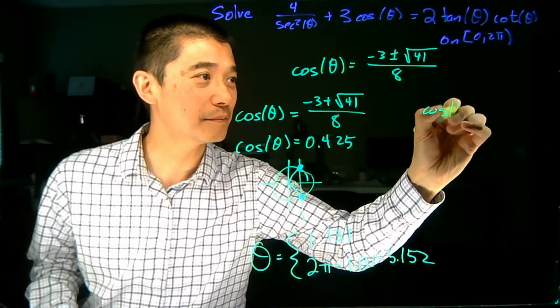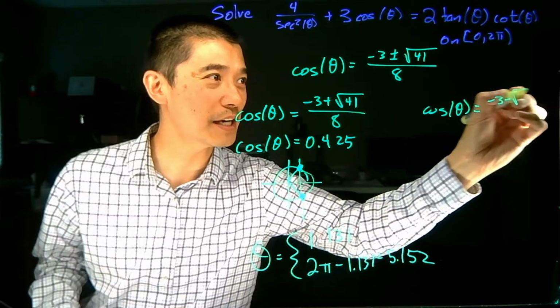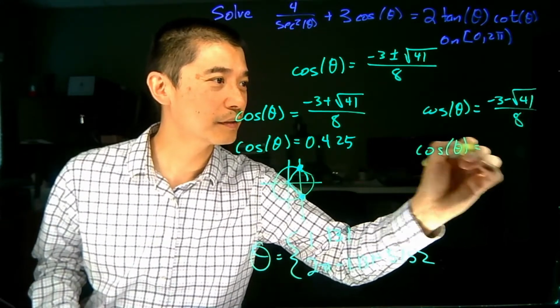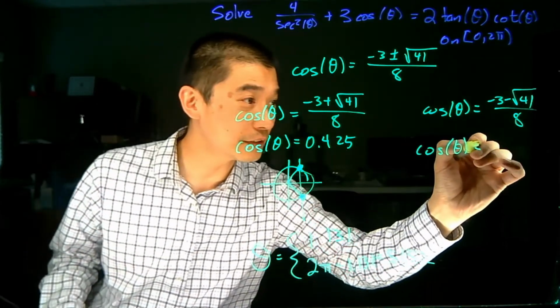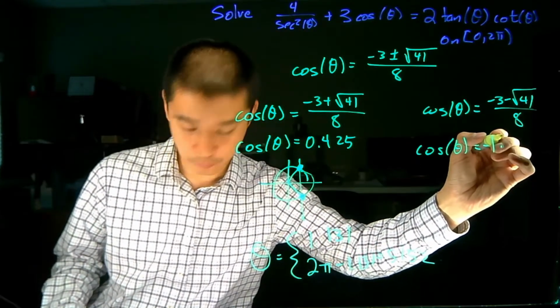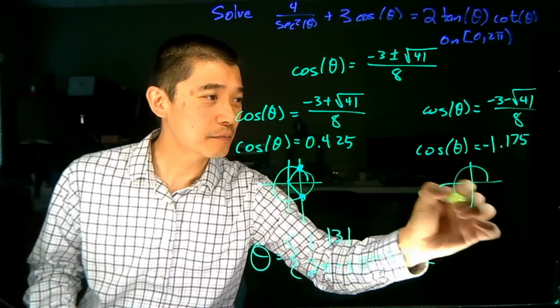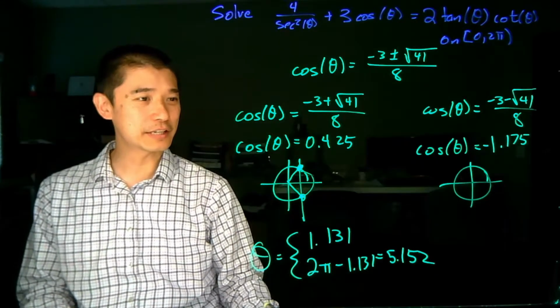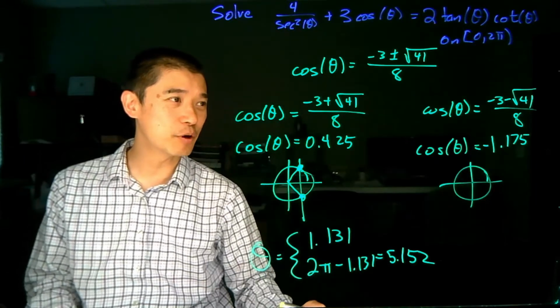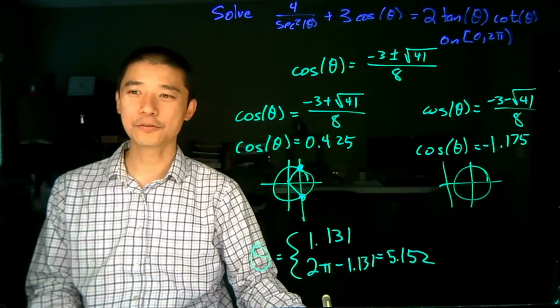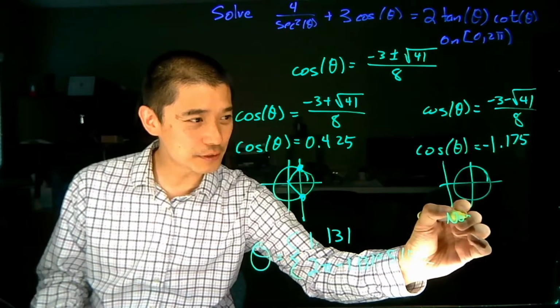Cosine of theta is equal to negative 3 minus the square root of 41 over 8. When you plug that into a calculator, you get negative 1.175. And we draw the unit circle picture. The cosine value is, again, the x-coordinate, but the x-coordinate is negative 1.175, which is going to be just outside of the circle. And so this part has no solutions.